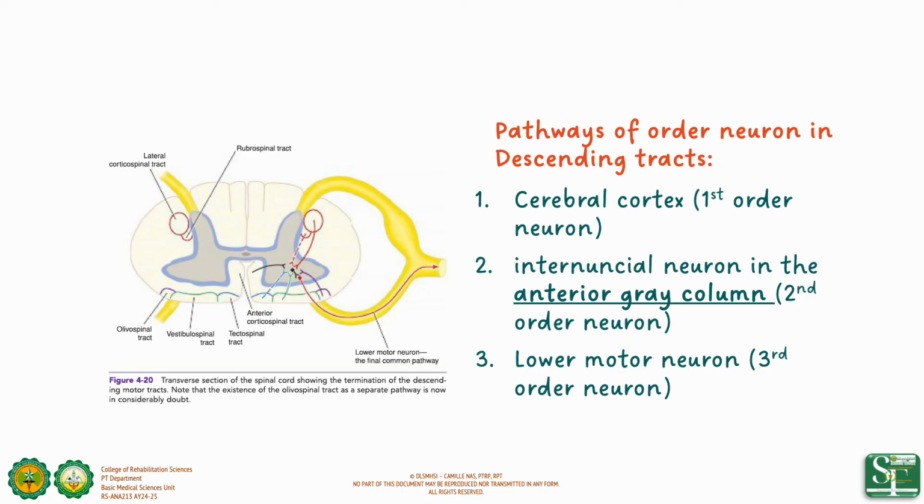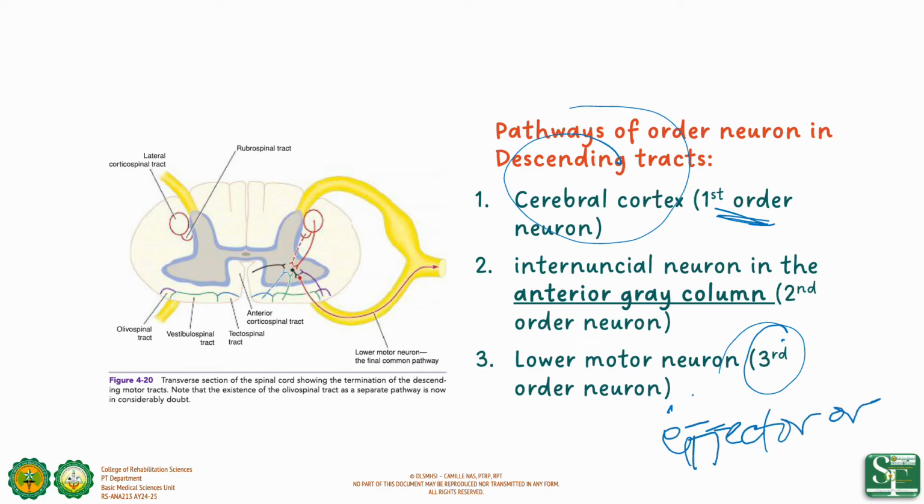So, technically, magsa-start siya, yung first order neuron, at the cerebral cortex. Okay? And then internuncial neuron, parang intermediate neuron, yung magiging second order neuron nyo is the anterior horn cells. And then the lower motor neuron is the third order neuron, which are located na sa may organ or muscle or yung effector organ. Okay?